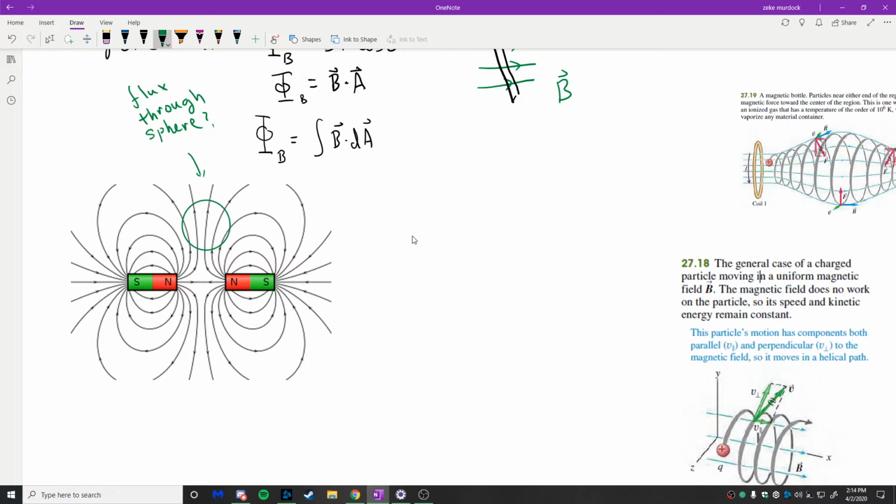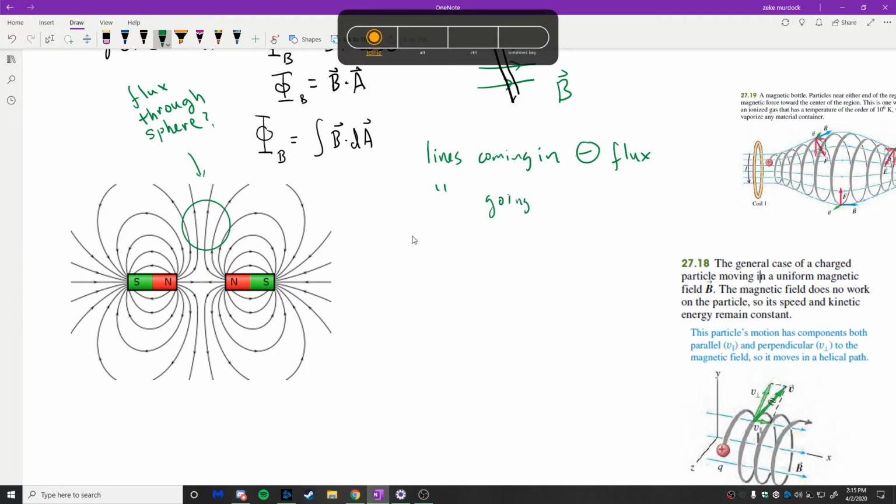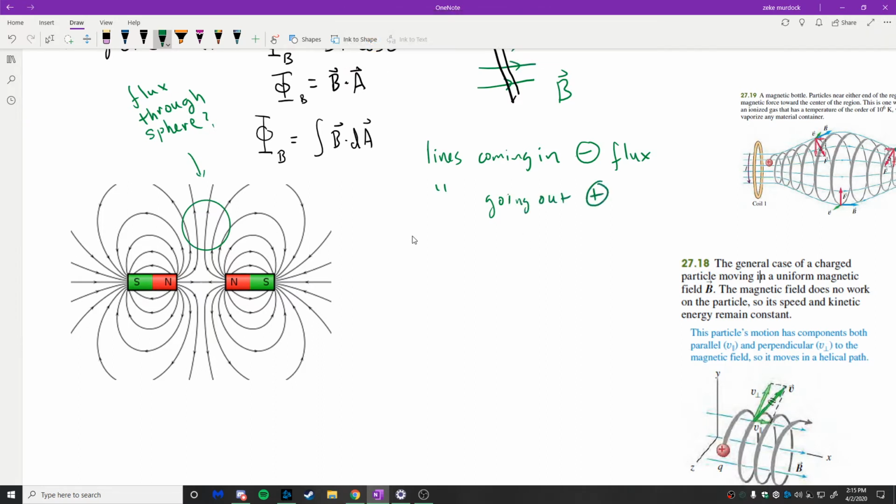And I'm going to remind you of another thing about flux, which is really important, which is that if you have flux that goes in, it's positive, and if it goes, no, the other way around. If it goes in, it's negative, right? So lines coming in give you negative flux. And then lines that are going out of your surface, going out, give you positive flux. It's also the case that the flux ends up being proportional to the number of lines that either go in or out of your surface.